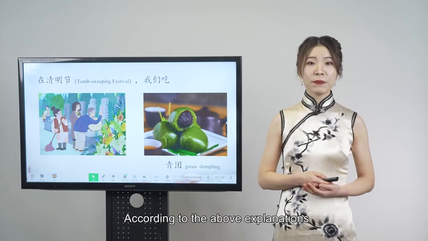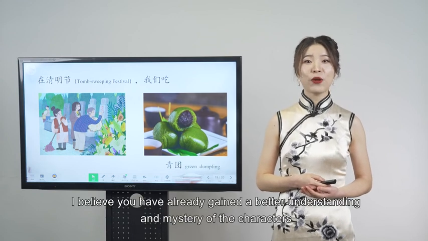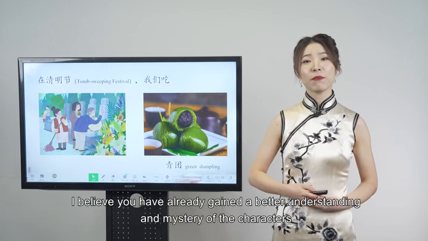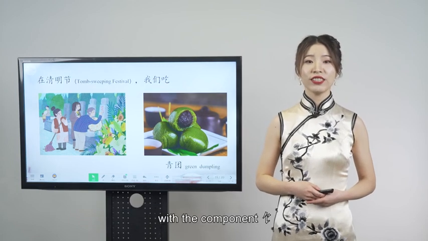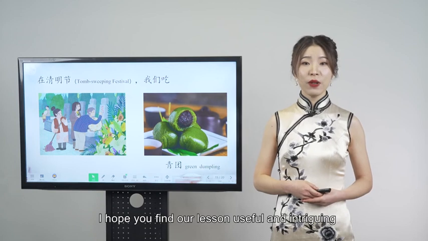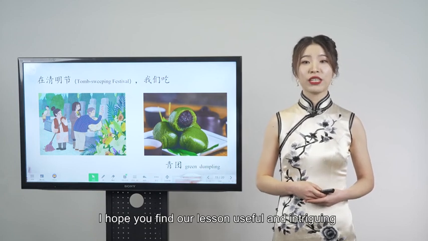According to the above explanations, I believe you have already gained a better understanding and mastery of the characters with the component 食. I hope you find our lesson useful and intriguing.